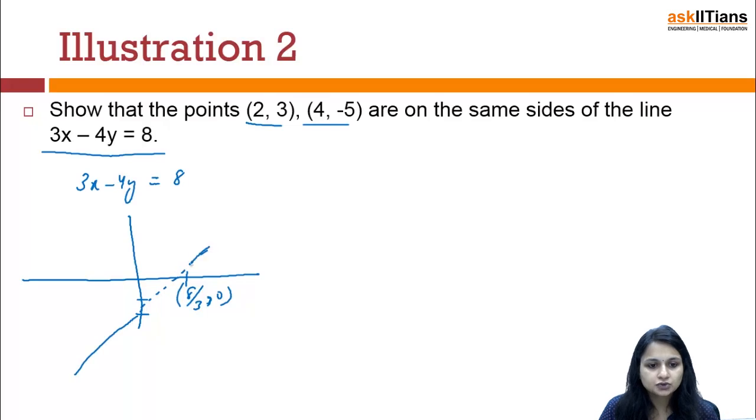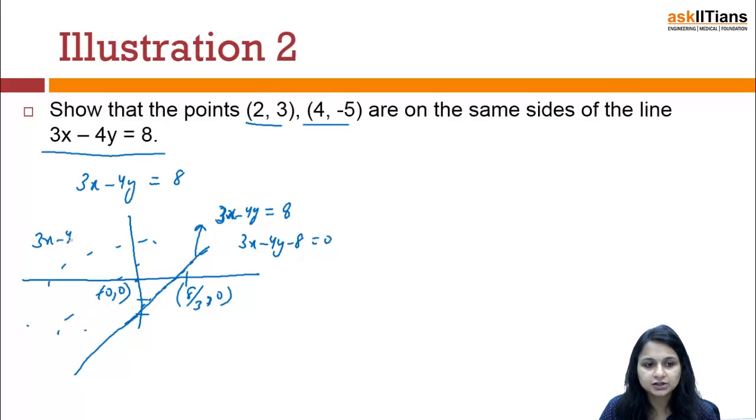Now students, this is the line 3x minus 4y equal to 8. Let us understand. If I take the origin, is the origin satisfying this? Suppose I have 3x minus 4y minus 8 equal to 0. If I put 0, 0, this becomes 0, 0 minus 8. That means this portion is represented by 3x minus 4y minus 8 less than 0.